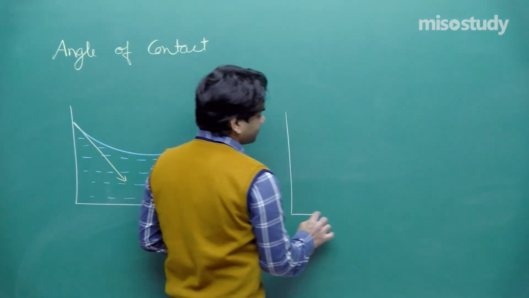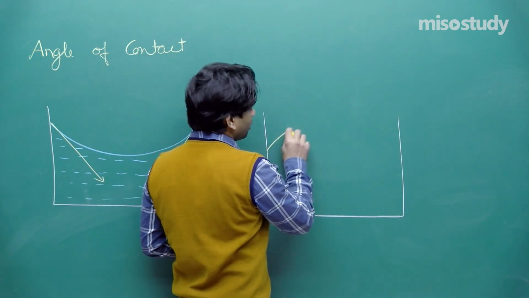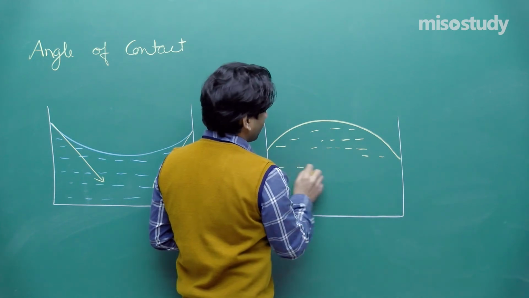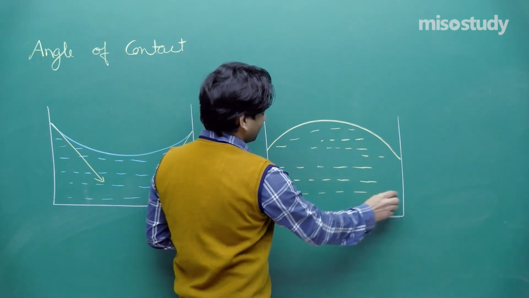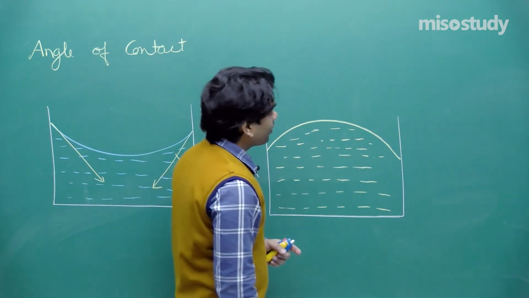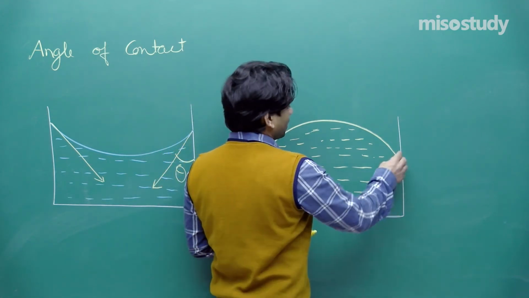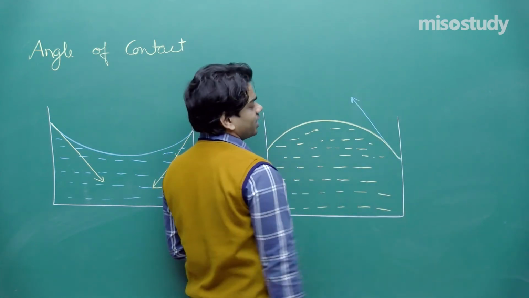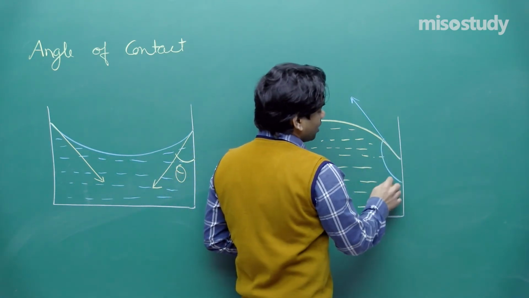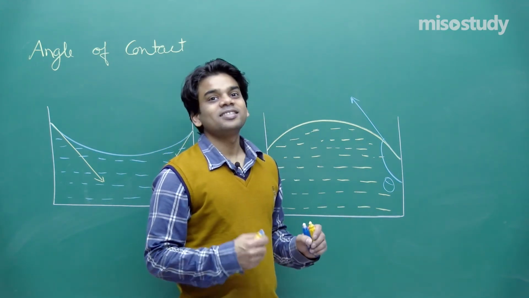If you take mercury and observe its meniscus, mercury will be in a convex fashion. This is the upper surface of mercury. You will find that mercury forms its surface in this way. Now if I draw a tangent at this part, which is touching the glass surface, it will be along this direction as shown. Now the angle which it makes with the glass surface is the angle of contact, theta. In this case, it is obtuse.